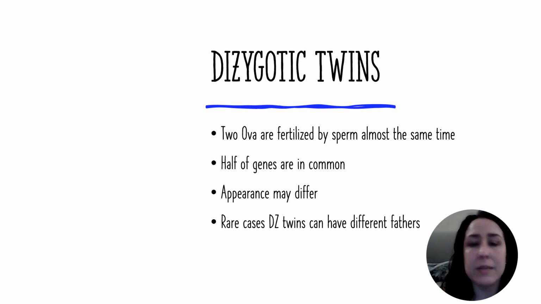Their appearance may be different. They may look the same, but if you look closely they might have some differences in appearance, like different color eyes, different color hair, even possibly different color skin. And in rare cases, these twins can have two different fathers, depending on when things take place.